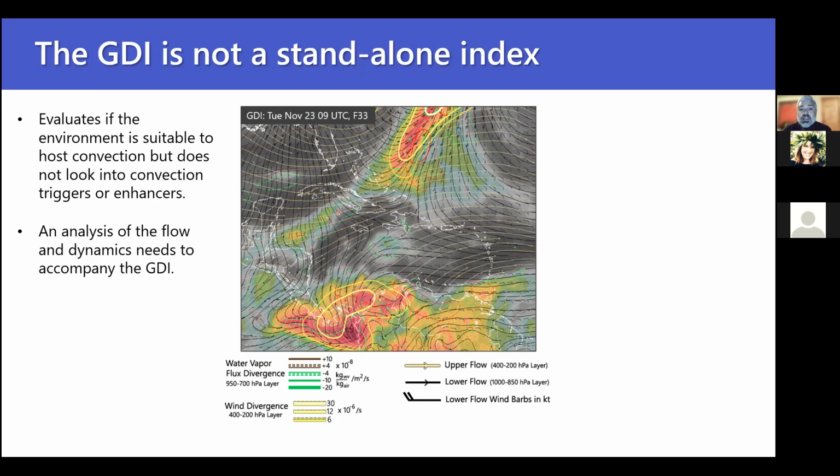So for example, in this graphic, we have the GDI and a couple of other fields. Some of the fields that we're plotting in this particular graphic are the low level flow in black, and then the upper flow in this kind of gold, if you can see it. And then in the bottom, we have this water vapor flux divergence. Whenever we have these brown contours, it's indicating that we have divergence in the lower levels. This limits precipitation. And whenever you have these green contours, it's suggesting that we have enhanced moisture convergence in the lower levels.